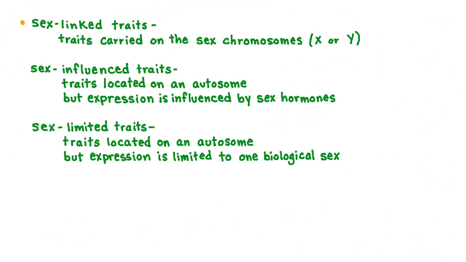So far, we've discussed sex-linked traits that are located on sex chromosomes. However, there are some traits for which expression depends on the biological sex of an individual, but these traits are actually located on autosomes. There are sex-influenced traits, which are located on autosomes, but which are influenced by hormones, so that they are more likely to appear in one biological sex or the other. One example of this is pattern baldness, which is influenced by testosterone, so we're generally more likely to see this in biological males.